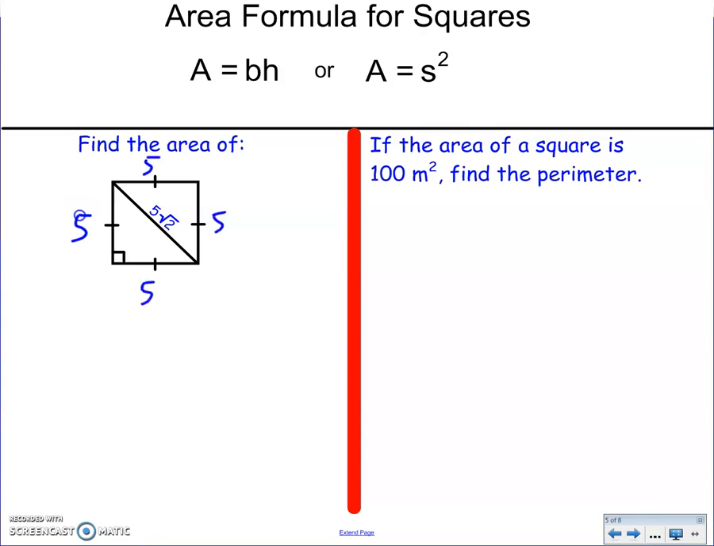Once I do that, I can do the area formula. Area, I use base times height. So that is 5 times 5. That is 25. They gave us no units here, so I'm going to put units squared, u squared.